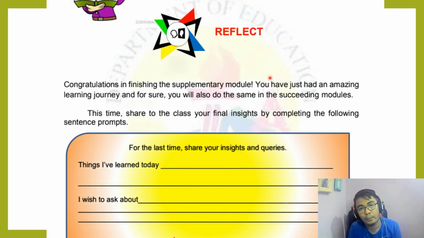And at this point naman, we are actually patapos na. In this time, kailangan yung ilagay yung mga reflections na natutunan nyo in this part of the specific module po. Module number 1, differentiating continental crust from oceanic crust. Ano yung mga natutunan nyo? And you can also write the things that you want to learn or wish to ask. Okay?